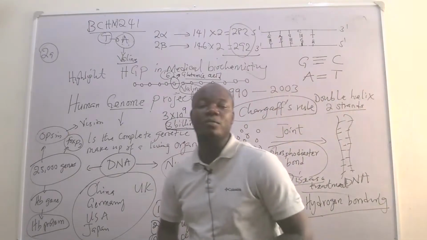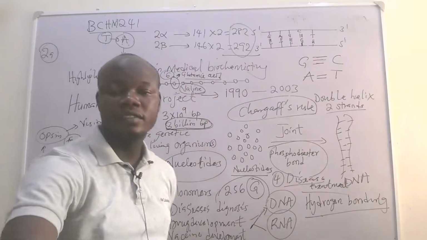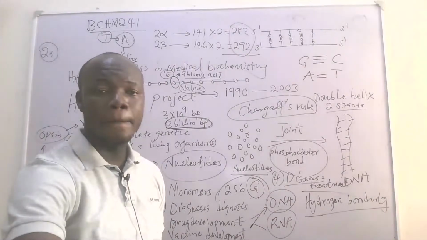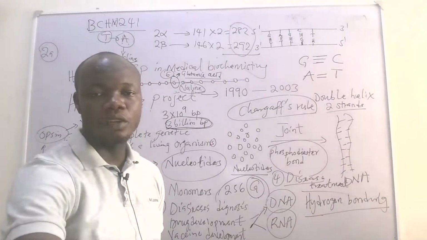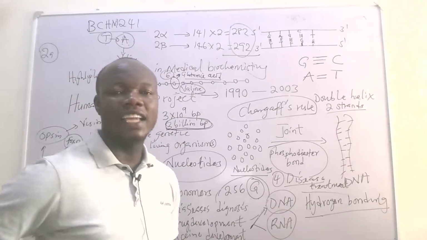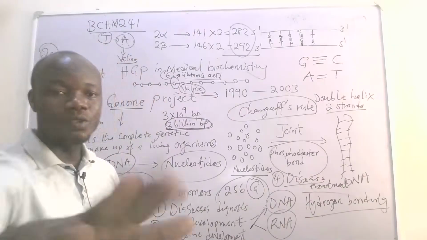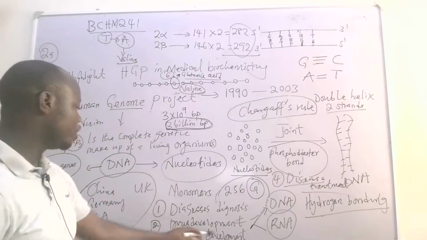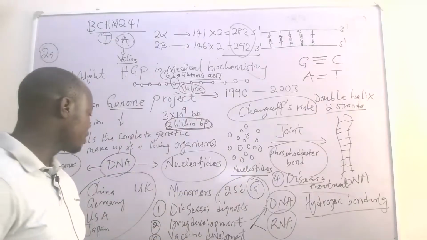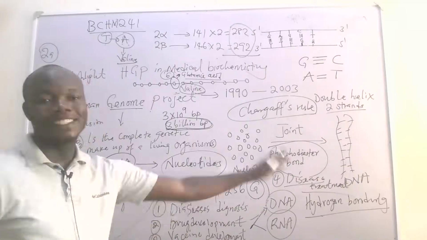So, ladies and gentlemen, did I do justice to this question? Let me show you the question again. The question says highlight the relevance of the human genome to medical biochemistry. So you see, it's two questions. If you can just mention these four points, you'll get your full marks: disease diagnosis, drug development, vaccine development, and disease treatment.